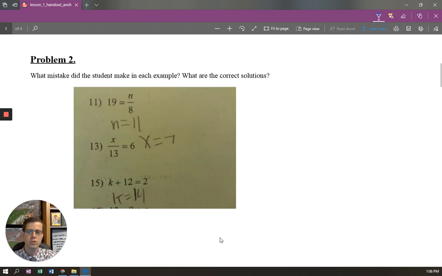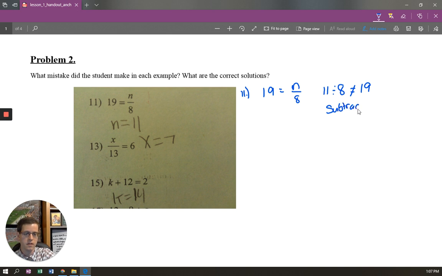If we go down to problem 2, what mistake did the student make in each example? What are the correct solutions? Well, in question 11 here, we have 19 equals n divided by 8. And if you look, they said 11 is what n equals. Well, we know that 11 divided by 8 is not equal to 19, not at all. So the mistake that they made was they subtracted the 8.